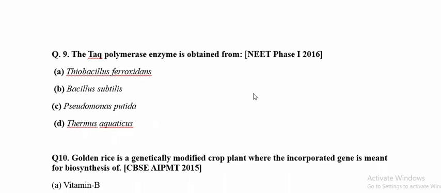Then going to question number 9, the Taq polymerase enzyme is obtained from. Options are given: Thiobacillus ferrooxidans, Bacillus subtilis, Pseudomonas putida, and option D, Thermus aquaticus. So Taq polymerase is the enzyme obtained from the bacterium Thermus aquaticus. So Thermus aquaticus is the correct answer.